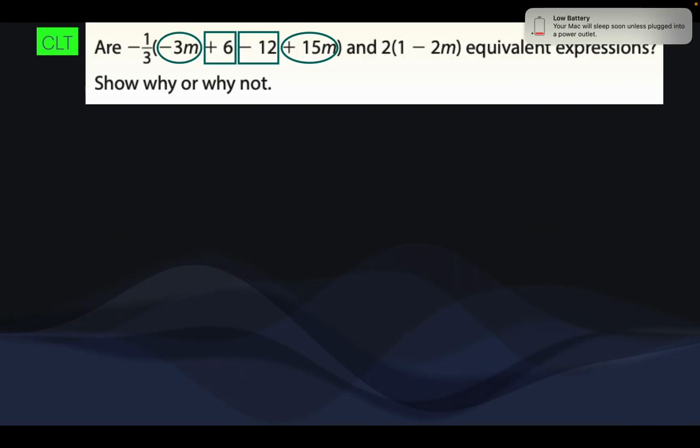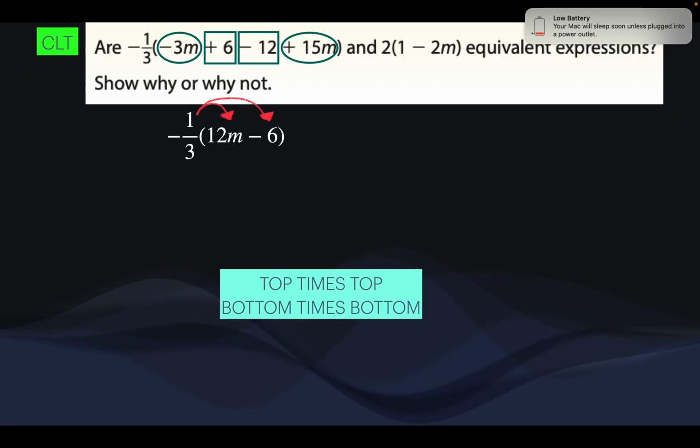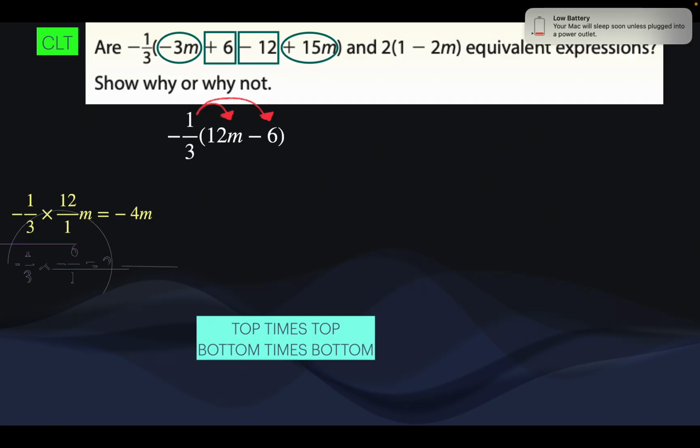So I have to add and subtract in my parentheses first and then write the simplified version. Once I work my parentheses, my new problem is negative 1/3 times 12m minus 6. Following my order of operations, I now need to do my multiplication and division. So I need to distribute my negative 1/3 to the 12m minus 6. So that's going to be negative 1/3 times 12m and negative 1/3 times negative 6. And we all know that multiplying fractions is no problem. Top times top, bottom times bottom. So do the multiplication of both of those fractions. And whenever I do that multiplication, I now have my simplified expression for this one.